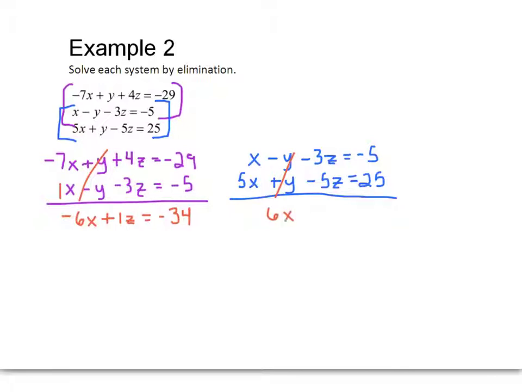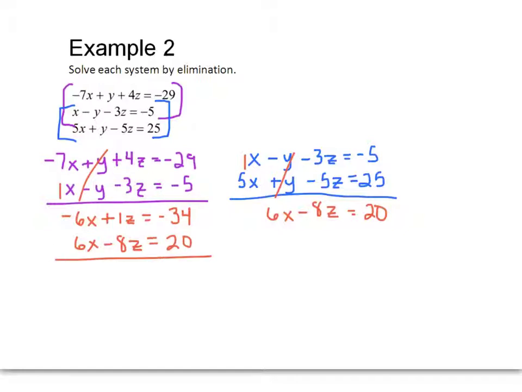So x plus 5x is 6x, because that's like 1x. The y's canceled. Negative 3 minus 5 is negative 8. Negative 5 plus 25 is 20. And so now I have two equations here on the left and the right that both have x's and z's. And so what I can do is put those together, like I can move the one on the right underneath this one on the left, and now I can say, okay, now let's eliminate x or z.